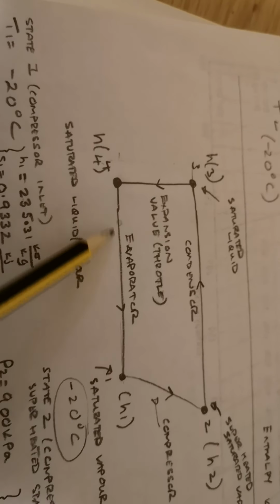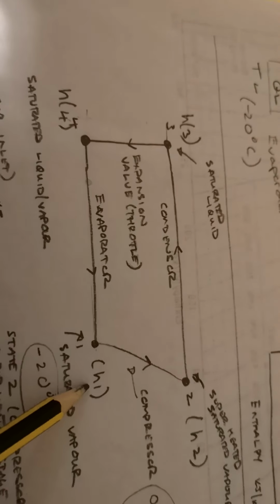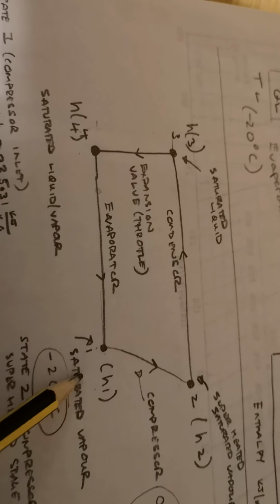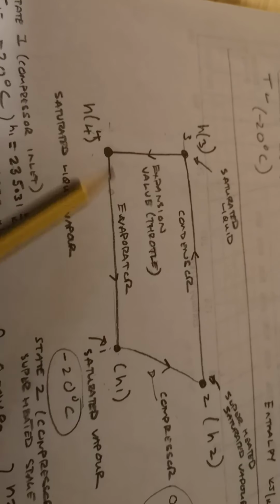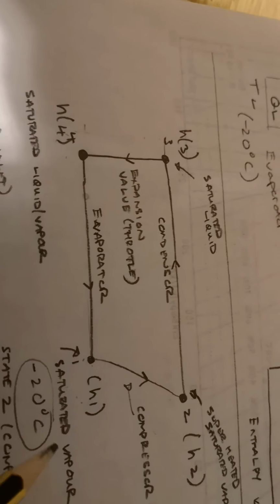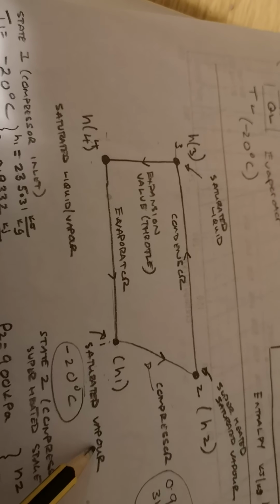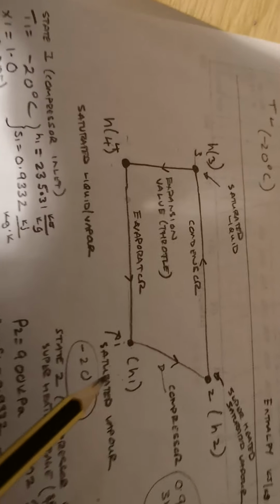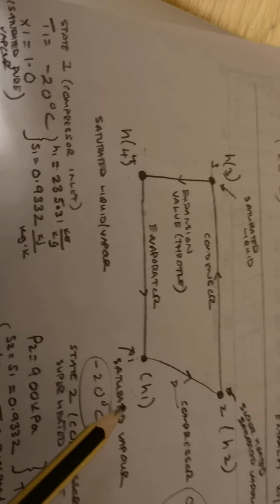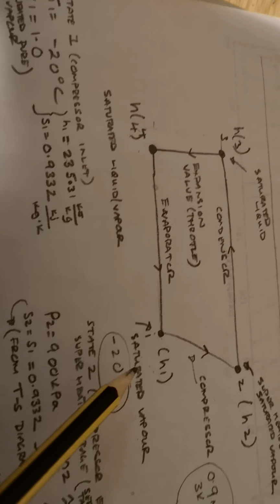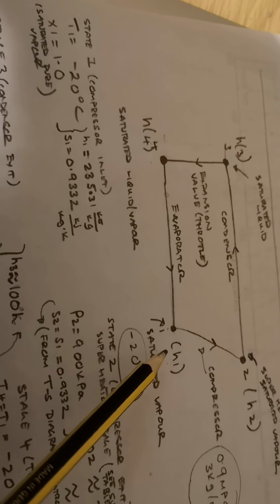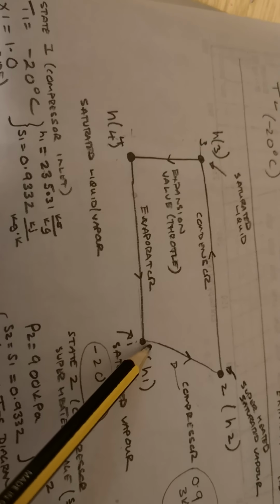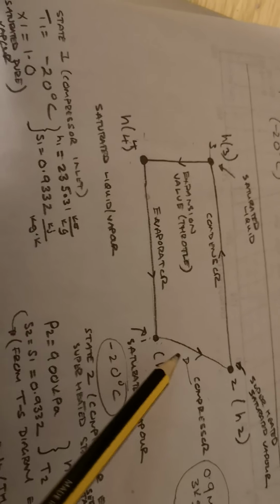You've got the evaporator. These are your stages 1, 2, 3, and 4. So I've labeled them as H1, H2, H3, and H4, the enthalpy. Now you've got something called saturated vapor. Saturated vapor is where X equals 1. It's pure vapor. There's hardly any liquid inside. That needs to be condensed.